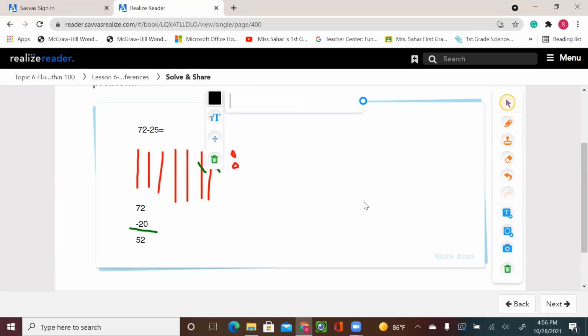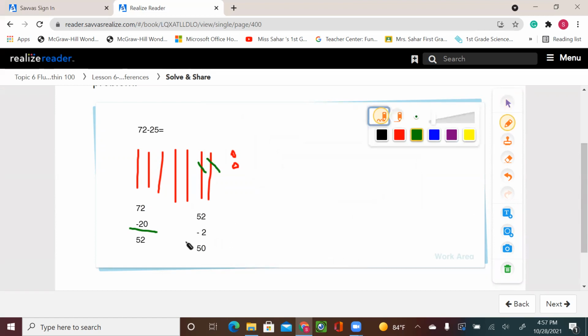So let me write this down. 52 minus 2 equals 50. All right, 52 minus 2 equals 50. That's the 2 ones I took.